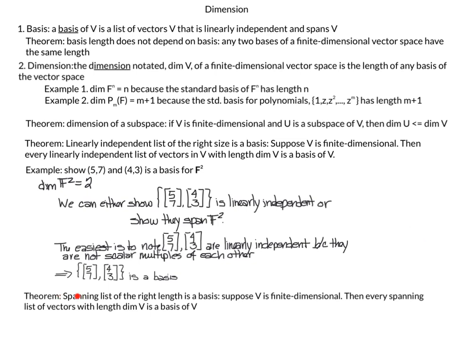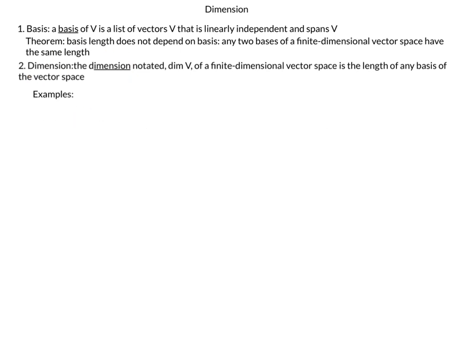The last theorem is a corresponding theorem to this linearly independent list of the right size is a basis: a spanning list of the right length is a basis. So suppose V is finite dimensional, then every spanning list of vectors with length dim V is a basis of V. And that concludes our overview. So now we can go back up and take a closer look at all these examples as well as proofs of these theorems. We'll start with a quick review of our definition of a basis.